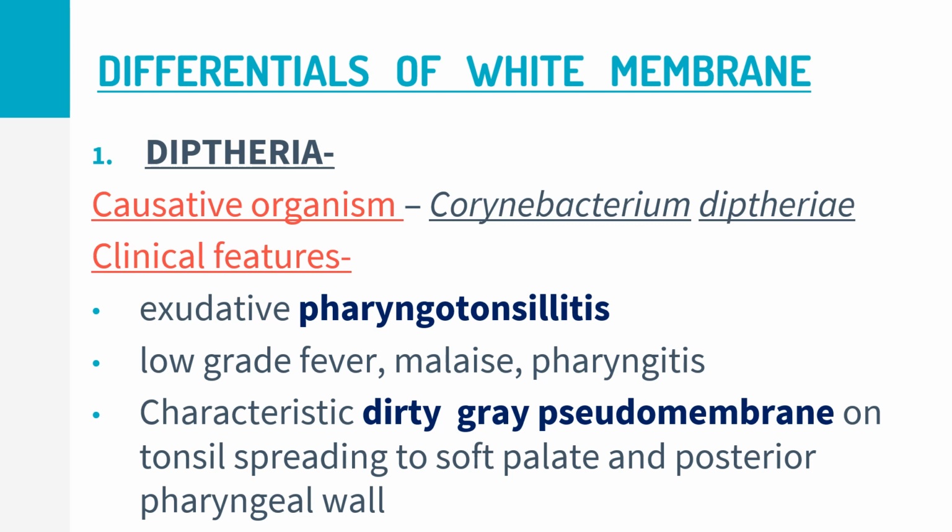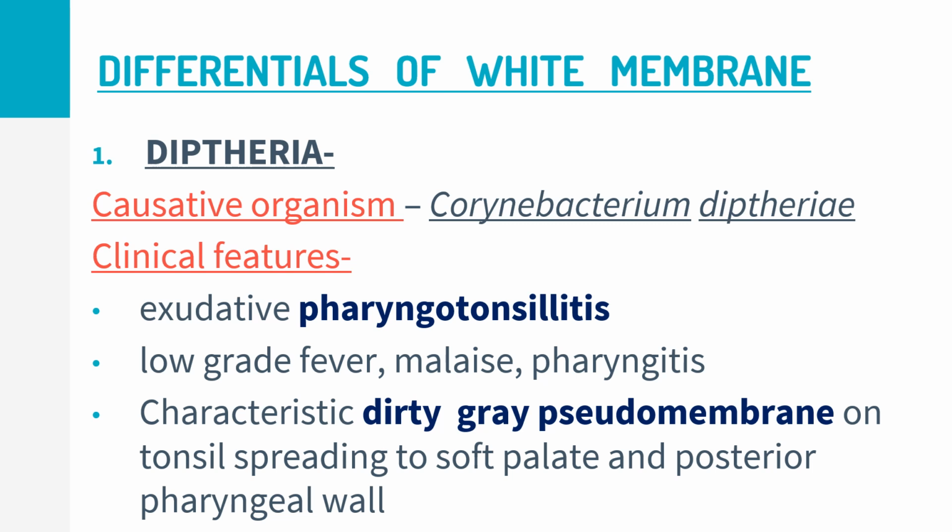And clinical features include exudative pharyngotonsillitis. So there are exudates which are formed on the pharynx and the tonsil, and there is a low grade fever. It usually does not exceed 38 degrees Celsius. There is malaise and pharyngitis. In addition to that, there is a dirty gray pseudomembrane.